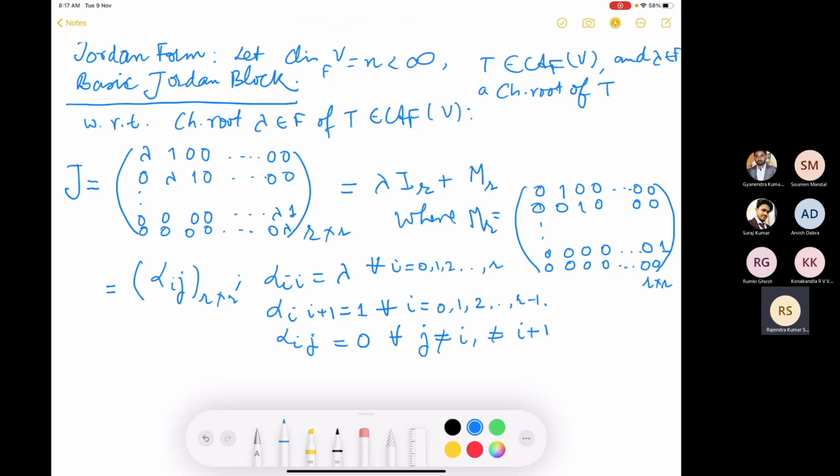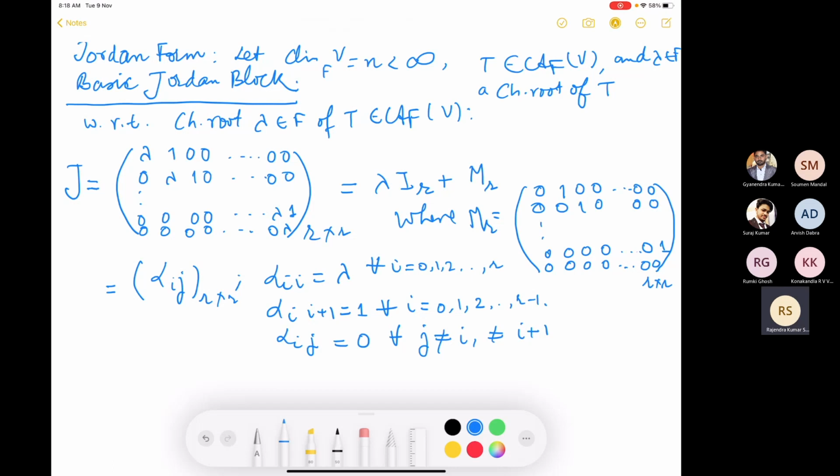So a basic Jordan block corresponding to a characteristic root, let us say lambda in F, of the linear transformation T on V, is a square matrix, say of size r by r. All entries are 0 except on the diagonal and super diagonal. All diagonal entries are equal to lambda, and all super diagonal entries are equal to 1.